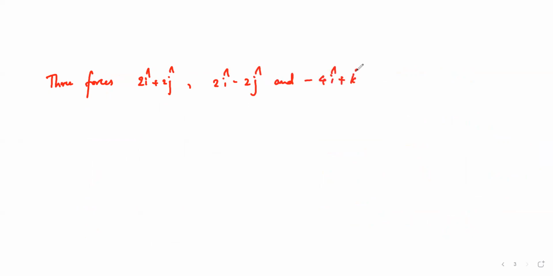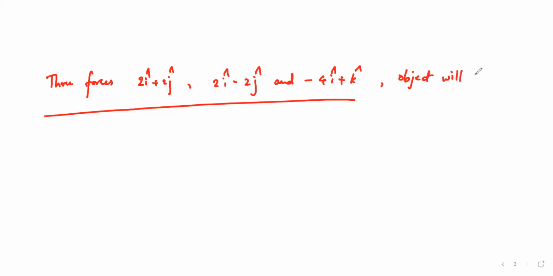Okay. Now let us do one problem. Three forces: 2i cap plus 2j cap, 2i cap minus 2j cap, and minus 4i cap plus k cap. There are three forces. Now you need to tell in which direction the object will move, or along which axis the object will move.